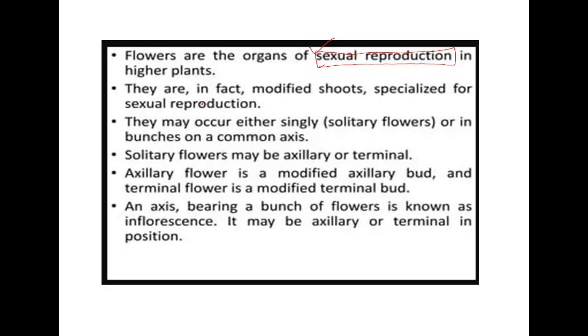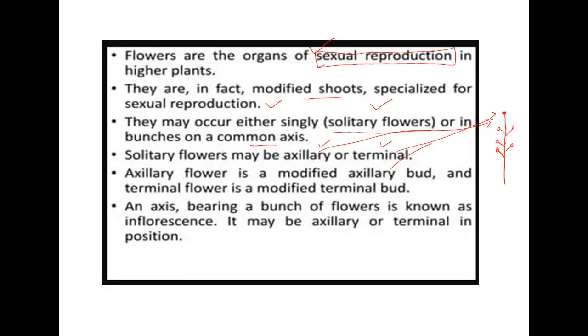Mostly angiosperm plants, they are in fact modified shoots specialized for sexual reproduction. Flowers may be present singly or in bunches on a common axis. Single flowers are called solitary flowers. A solitary flower may be axillary or terminal. Axillary means, here this is the main axis. If the flower is present here like this, and then again the axis arises, these are called axillary flowers.